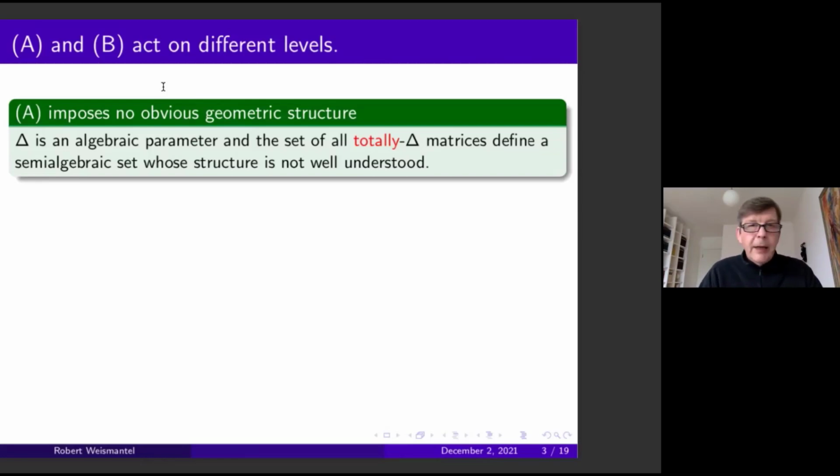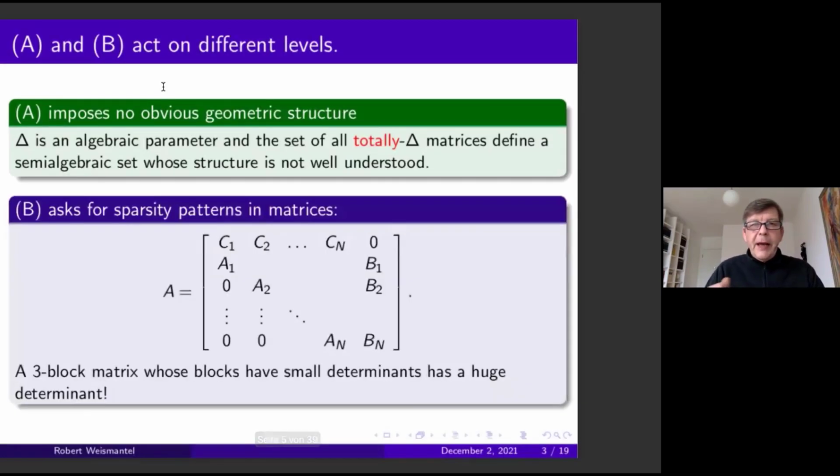Absolutely. So why do A and B act on different levels? Well, this is very simple. Imagine I give you some sparsity pattern in a matrix, for instance the matrix A as indicated here. We have these matrices C1, C2 up to Cn. This is, so to say, the common intersection. We do have a few columns, B1, B2 up to Bn, that intersect with all other entries. And then we have these orthogonal blocks, A1, A2 up to An, and the rest is filled with zeros. So this is clearly a sparsity matrix. In fact, this is called a 3-block matrix.